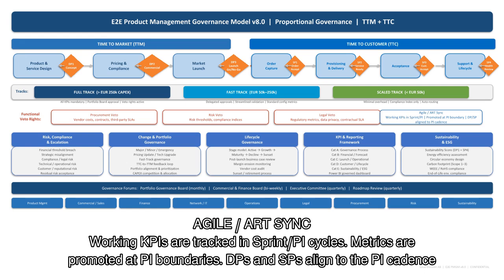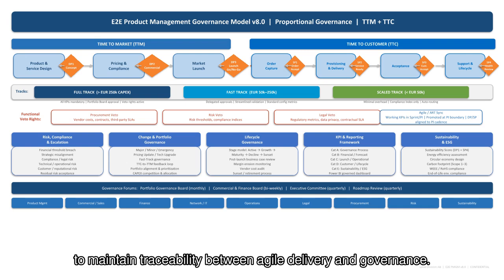Agile/ART sync: working KPIs are tracked in sprint/PI cycles. Metrics are promoted at PI boundaries. DPs and SPs align to the PI cadence to maintain traceability between Agile delivery and governance.